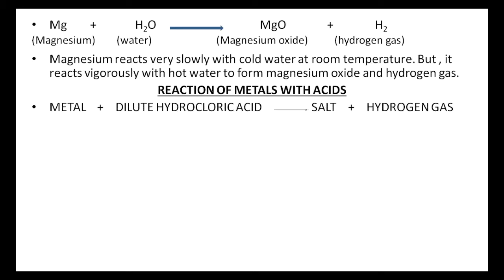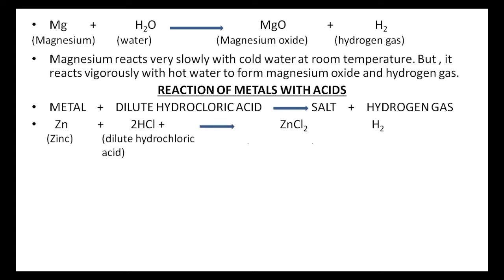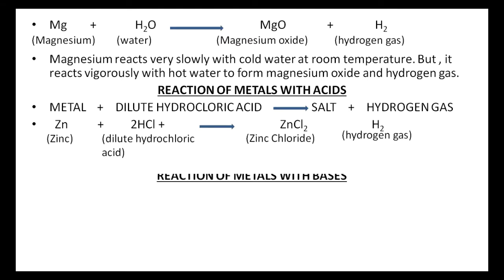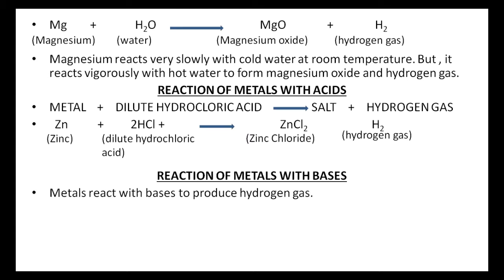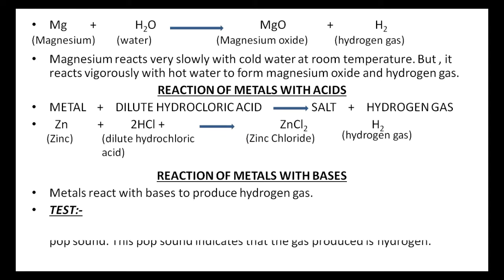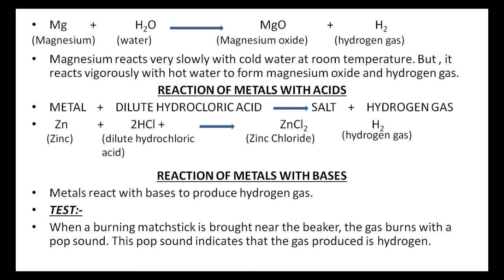When metals react with dilute hydrochloric acid, they form salt and hydrogen gas, which is shown in the following equation. Reaction of metals with bases. Metals react with bases to produce hydrogen gas. Test of hydrogen gas. When a burning matchstick is brought near the beaker, the gas burns with a pop sound. This pop sound indicates that the gas produced is hydrogen gas.